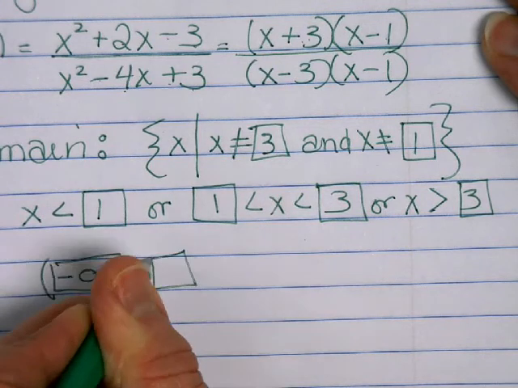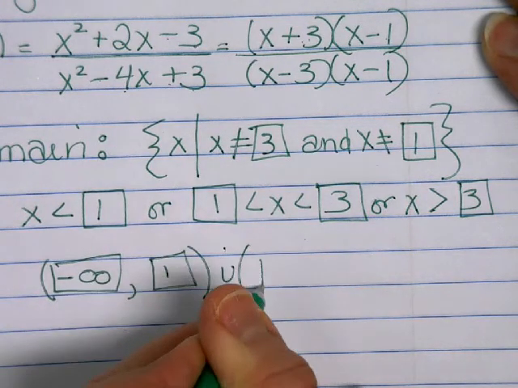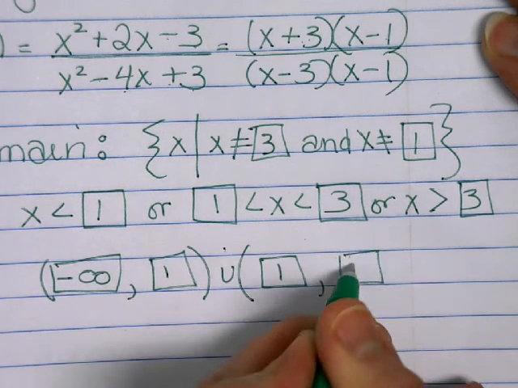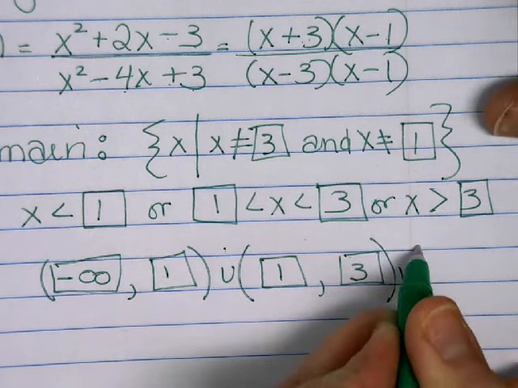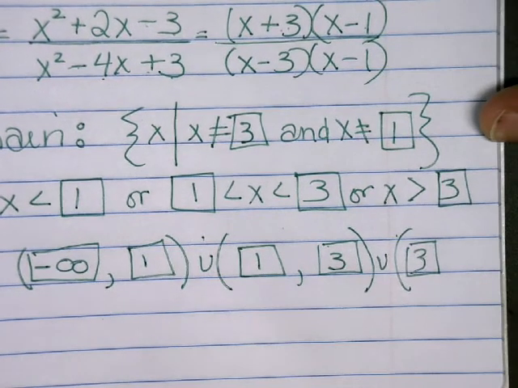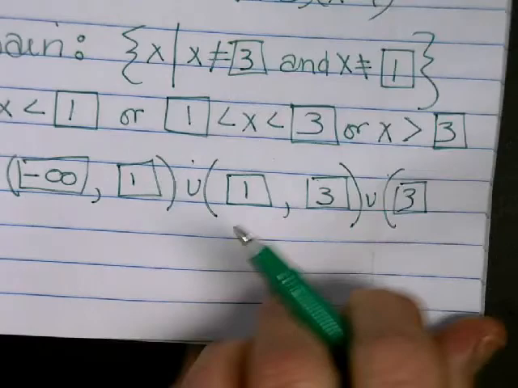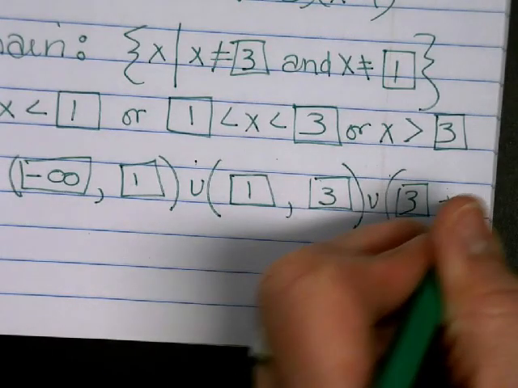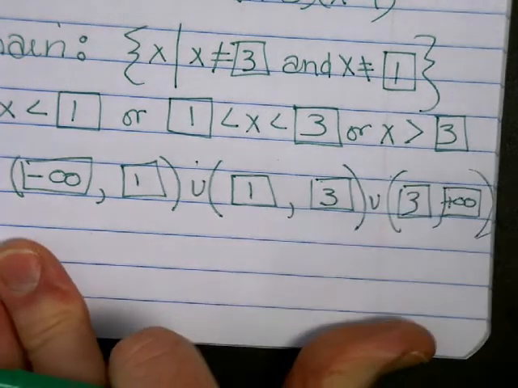So interval, negative infinity, and then you go to the 1, because it's smaller. Then you go from the 1 to the 3. 3's larger. Then you go from the 3 to positive infinity.